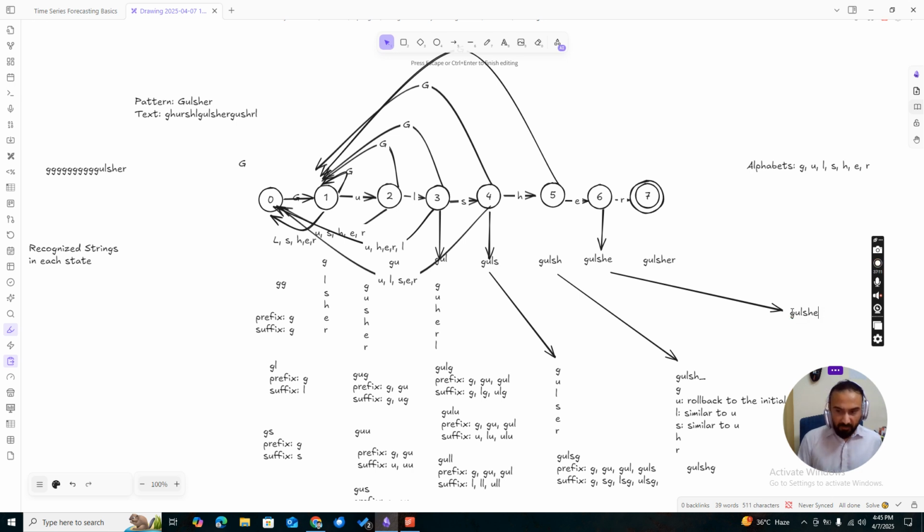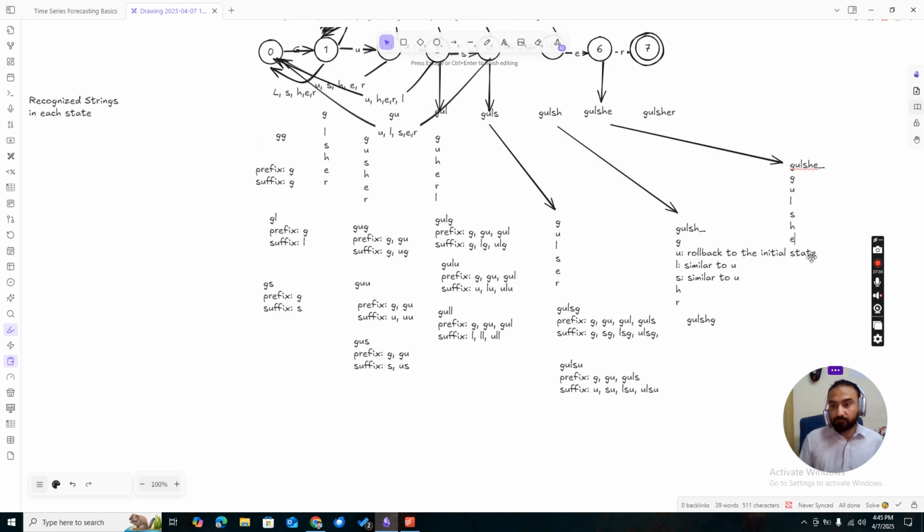But what if instead of R, the other possibility occurs? Then what will happen? The other possibilities are the alphabets other than R, right? So we need to check for those. The other possibilities are G, U, L, S, H, and E, right?